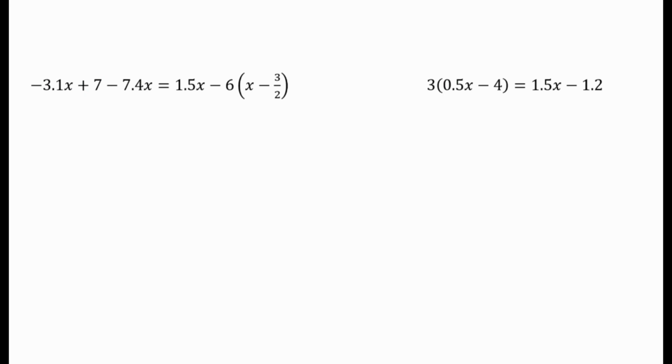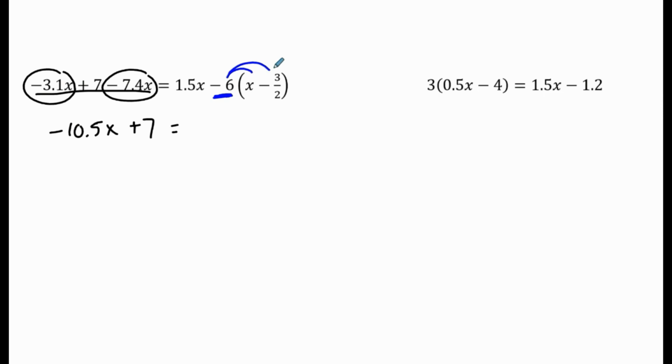Oh, this next one's beautiful. We have decimals, fractions, all that good stuff. Well, let's see what we can do. Let's focus on the left-hand side of the equation. It appears that I have like terms right there. I have negative 10.5x plus 7. Please use a calculator to check your decimal arithmetic. Please, please, please. Equals, okay, we're applying the distributive property again. I'm taking that negative 6 and distributing it into that binomial. 1.5x minus 6x, negative 6 times negative 3 halves.